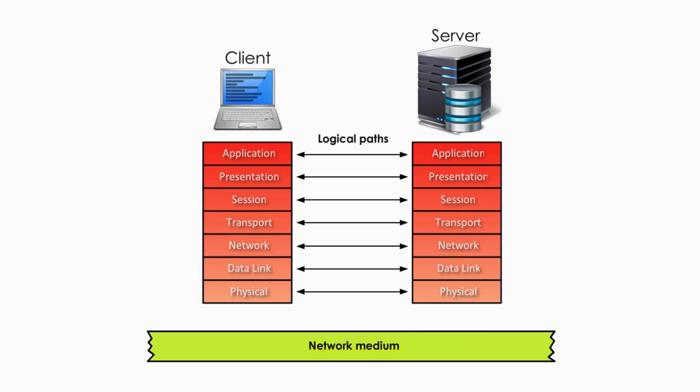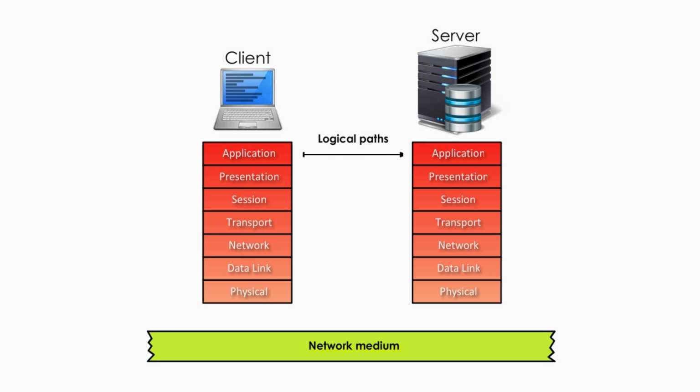Keep in mind, the OSI model also addresses another important aspect: how data flows on a logical path, layer-to-layer communication. For example, the sender's application layer generates data, while the receiver's application layer reads data. The sender's presentation layer encrypts and compresses data, while the receiver's presentation layer decrypts and decompresses data.